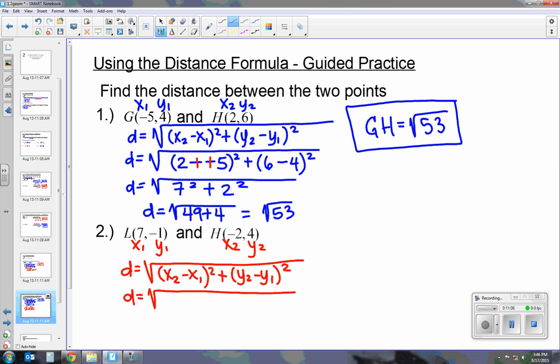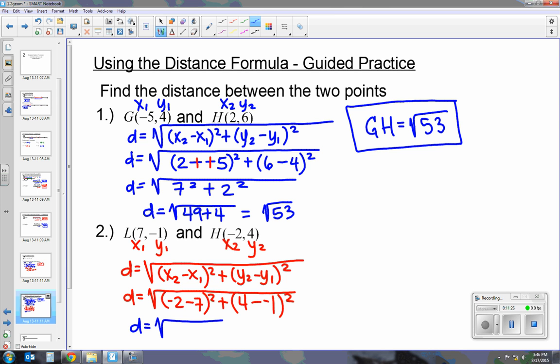Okay, x sub 2 is negative 2. Then we always put minus. X sub 1 is 7 squared plus y sub 2 is 4. Always put a minus after that. Y sub 1 is a negative 1 squared. All right.